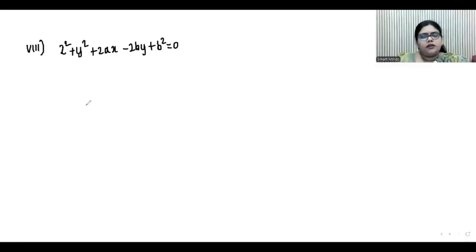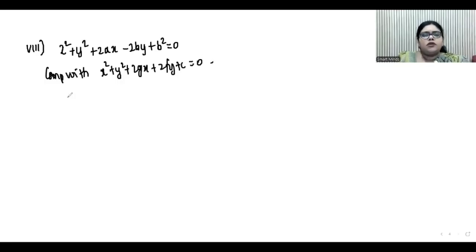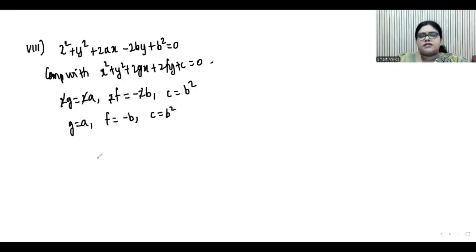Take the next question. x square plus y square plus 2ax minus 2by plus b square equals 0. So directly we can compare with the general form, that is x square plus y square plus 2gx plus 2fy plus c equals 0. So in the place of 2g you have 2a. In the place of 2f you have minus 2b. And in the place of c you have b square. 2 cancels. So you get g is equal to a, f is equal to minus b and c is equal to b square.